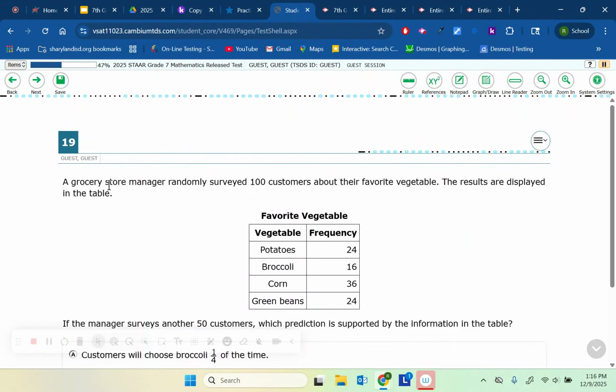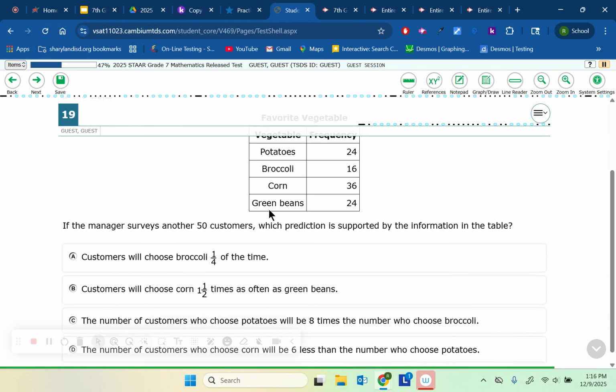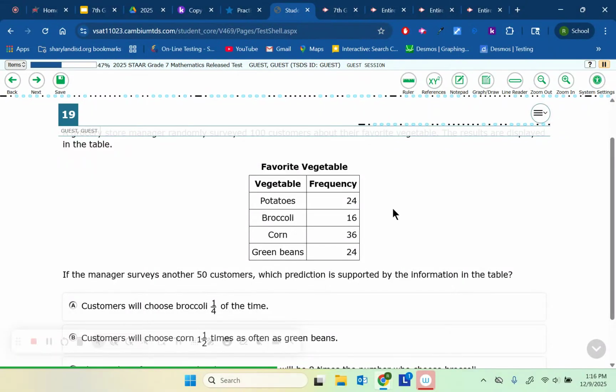Okay, so we surveyed 100 customers, and this is what we found. We got potatoes, and 24 people picked potatoes. That's their favorite vegetable. 16 picked broccoli. 36 picked corn. 24 picked green beans. And we surveyed another 50 people. What do we know? For me, this is problem number one.